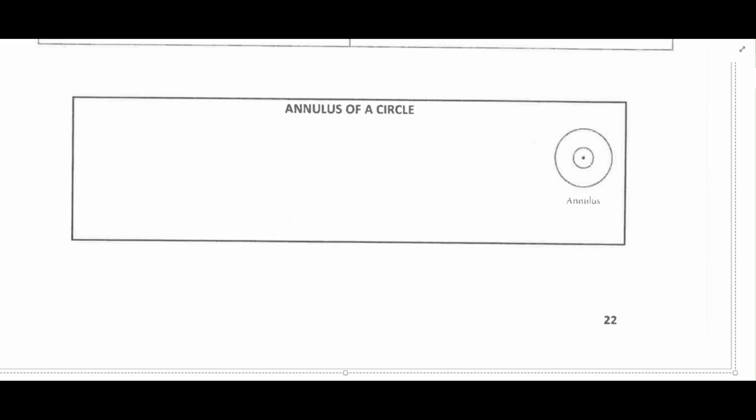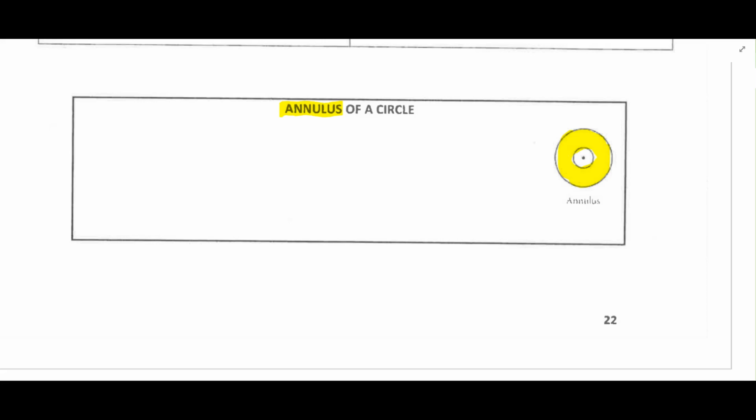Continuing with area of figures, in this video we're going to learn how to find the area of an annulus of a circle. So here's another vocabulary word, annulus, and we can see it's this shaded part that's in between the two circles.